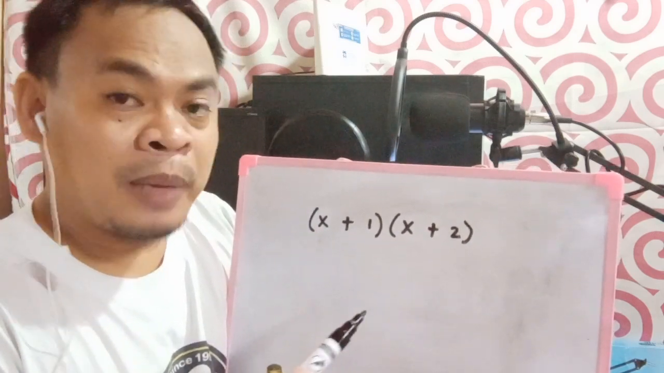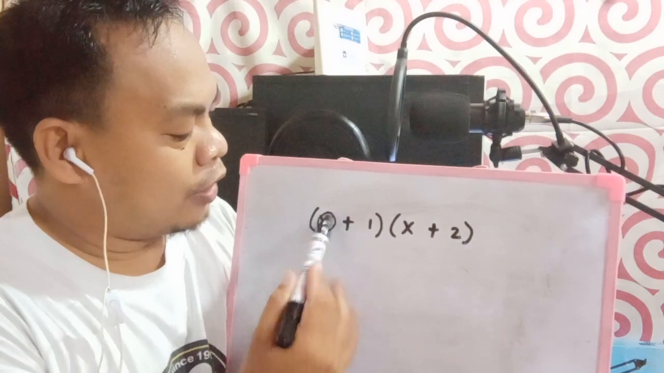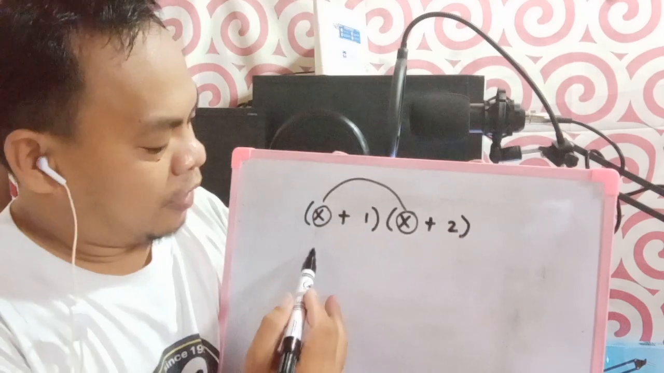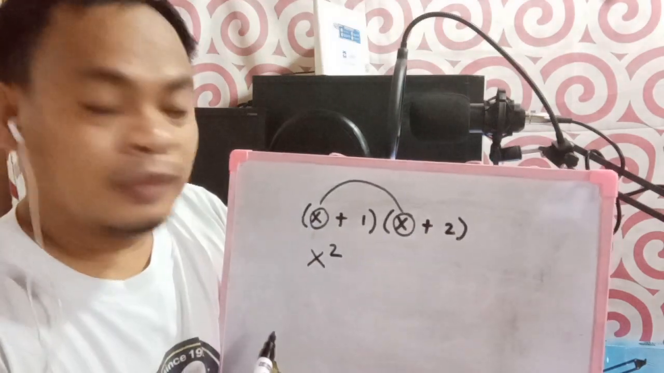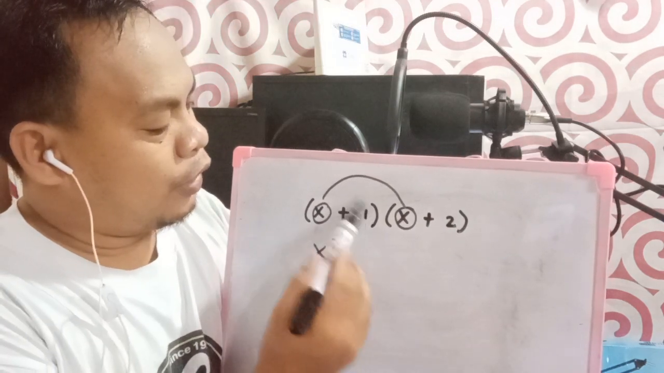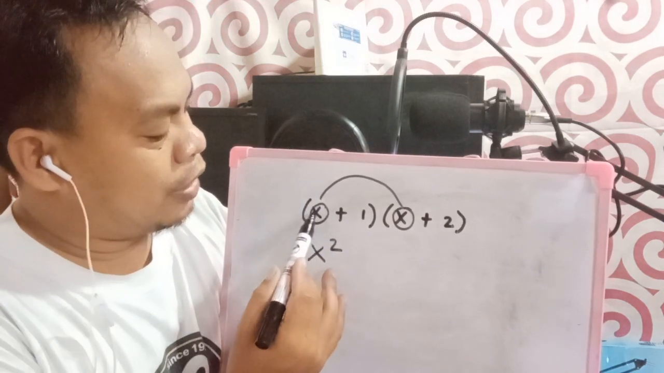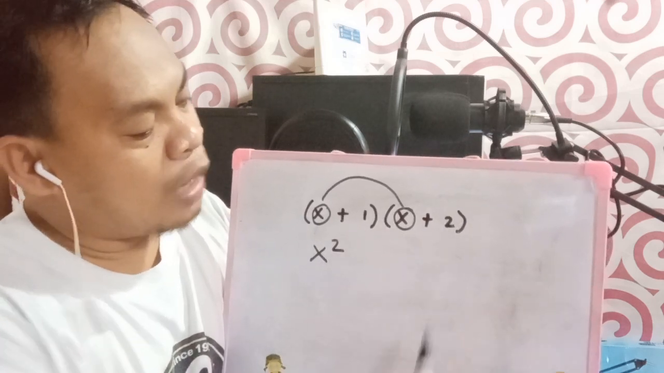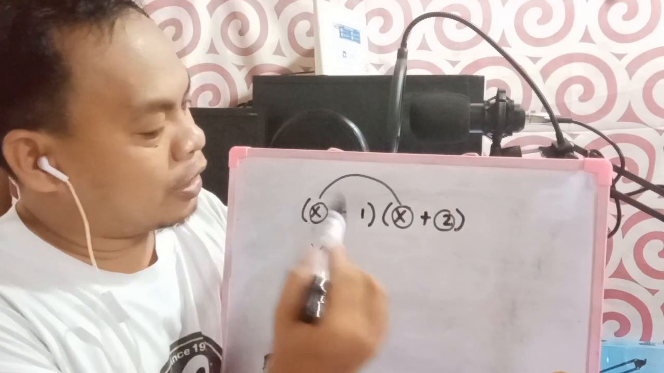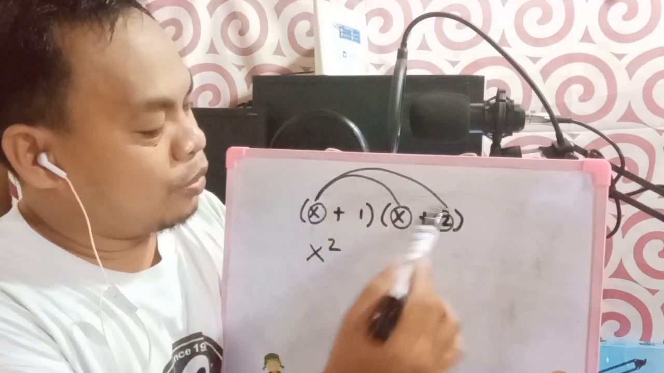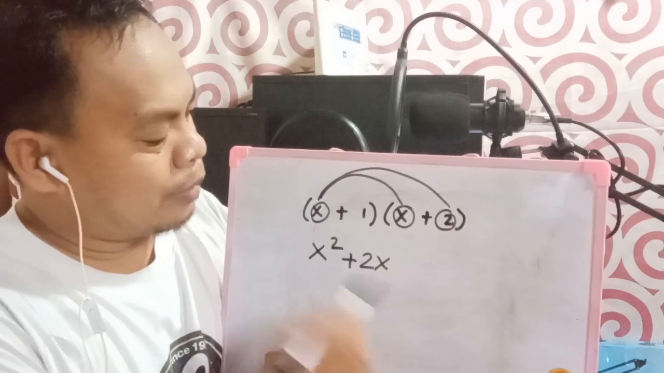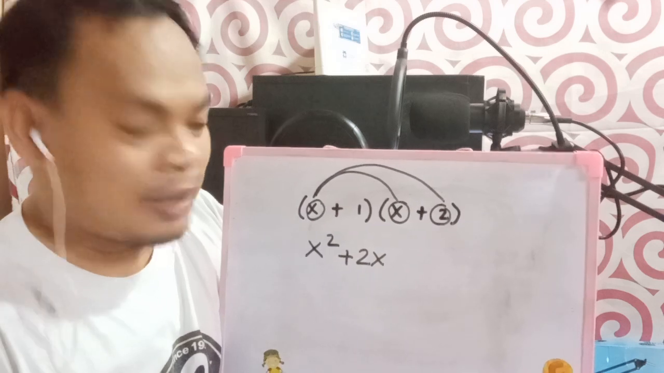Let's multiply this first term here by this first term here. X times X, so that is X squared. And O for the outer terms. For this binomial, our outer term is X. And for this binomial, our outer term is 2. So we will multiply X with 2. X times 2 is 2X. So plus 2X because X is positive and 2 is positive.